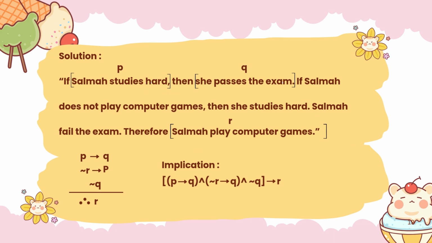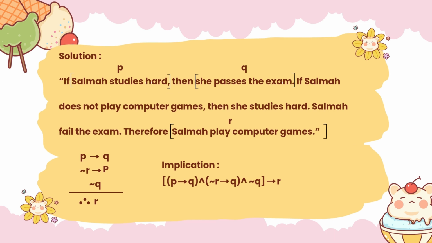First, we have to divide the statement into several different parts. Number 1, we have Salma studies hard, which can be labeled as P. Number 2, she passes the exam, which can be labeled as Q. And number 3, Salma plays computer games, which can be labeled as R. Next, let's look at the statement again.